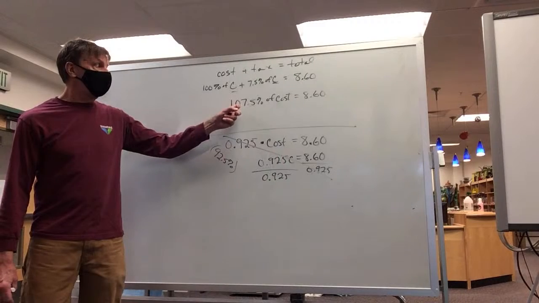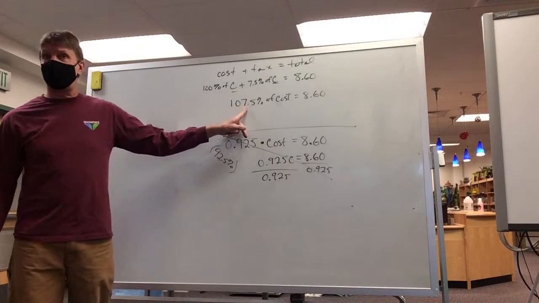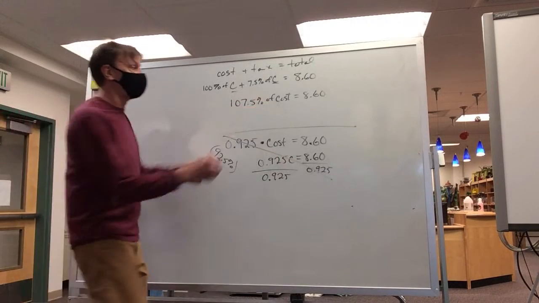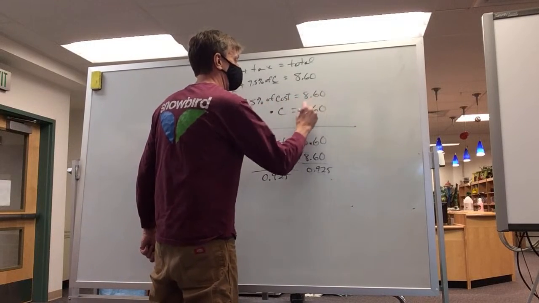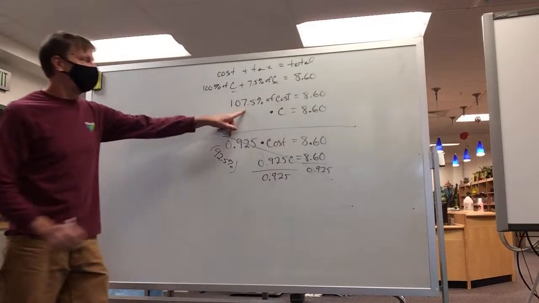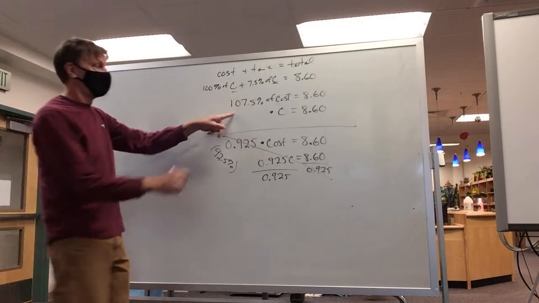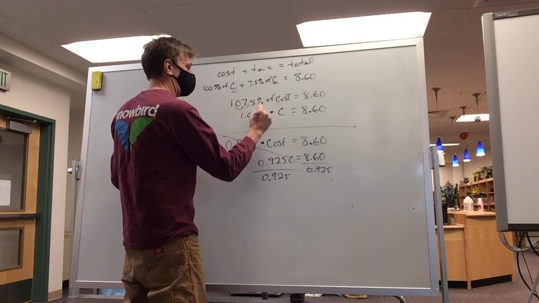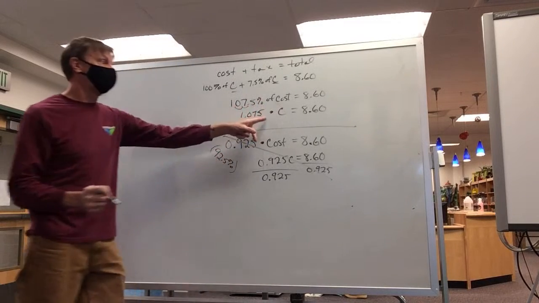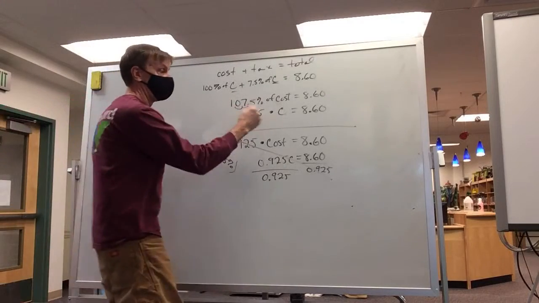So if you change that number to a decimal so that you could multiply by C and get 860, what would this number become? 1.075. Okay, so now to solve this, how do you solve it?